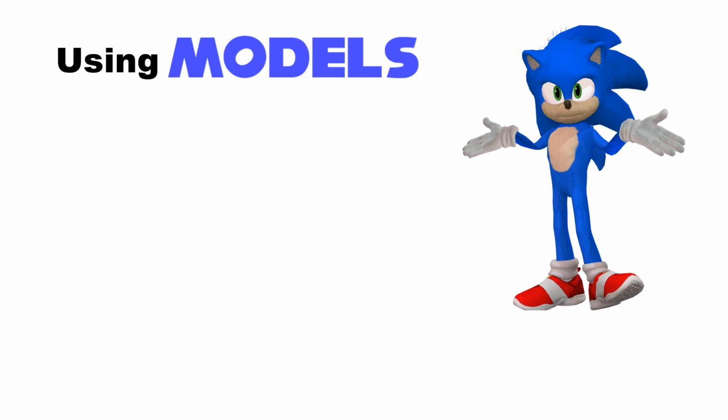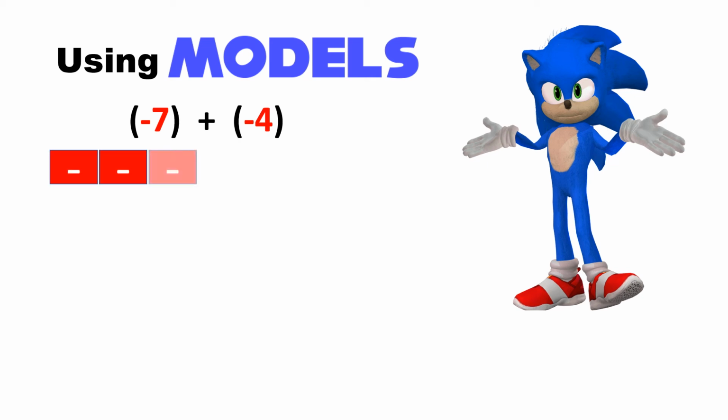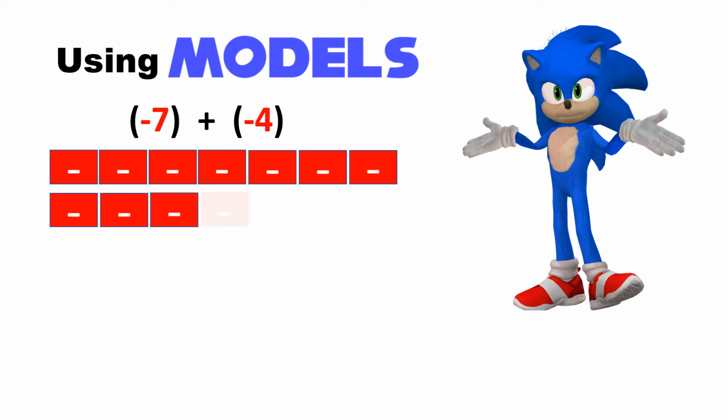Let's do another one with models. Negative 7 plus a negative 4. So I'm going to represent negative 7 like this. Negative 1, negative 2, 3, 4, 5, 6, 7. And now the negative 4, negative 1, negative 2, negative 3, and negative 4.